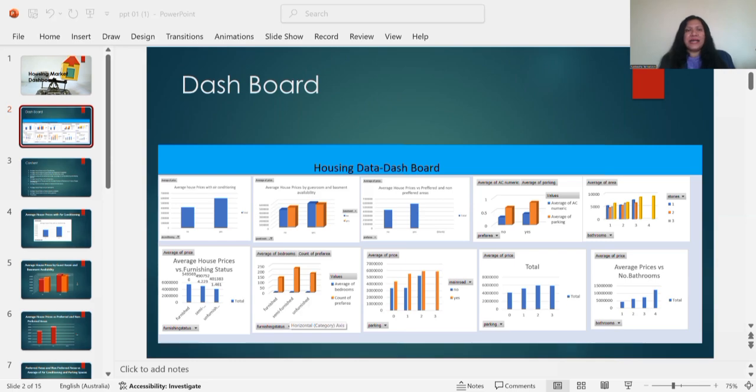My analysis is guided by 5 research questions that explore the relationship between amenities, location preferences, furnishing levels, structural features, and accessibility on house prices. Over the next 8 to 10 minutes, I will present 2 charts for each research question, discuss their significance, and summarize key insights for decision making by buyers, sellers, and investors.